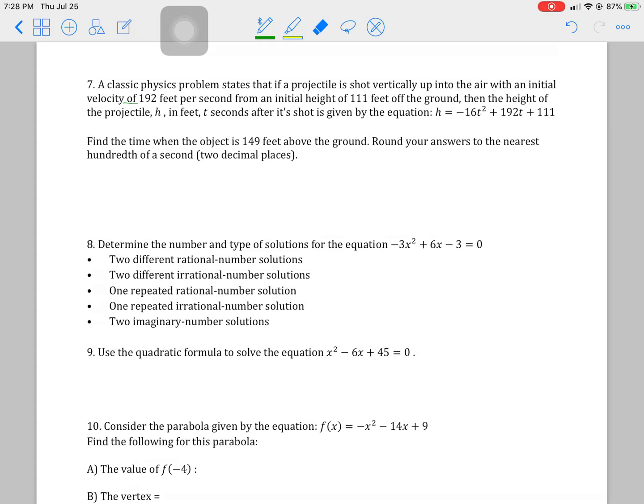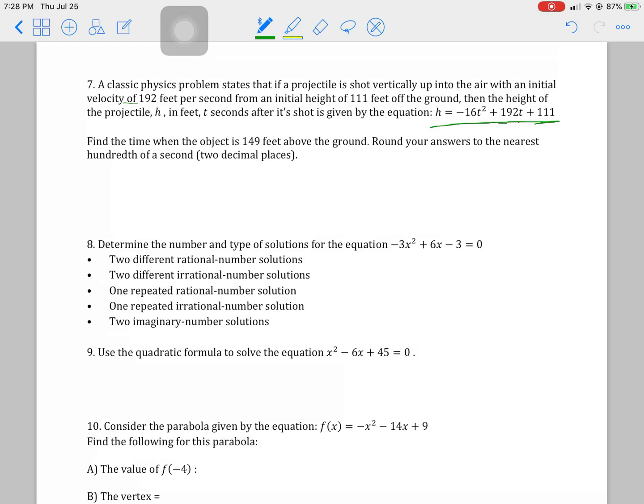All right, number 7 on page 2 of the final exam review has another projectile. The classic physics problem states that if a projectile is shot vertically up into the air with an initial velocity of 192 feet per second from the initial height of 111 feet off the ground, then the height of the projectile h in t seconds after a shot is given by the following equation.